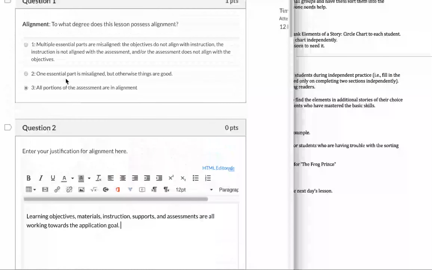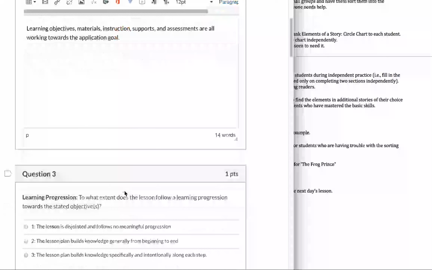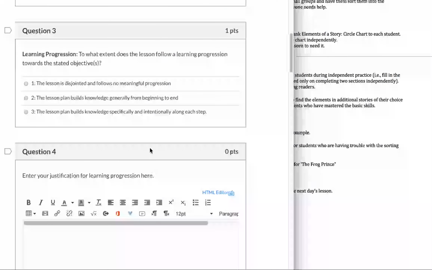Now, if there was 1 out of line or 2 out of line, then you need to tell me what's out of line. Say the instruction was geared more towards a recall level goal, or the assessment was geared more towards a recall level goal, even though the goal itself was an application goal. Going to the next one.